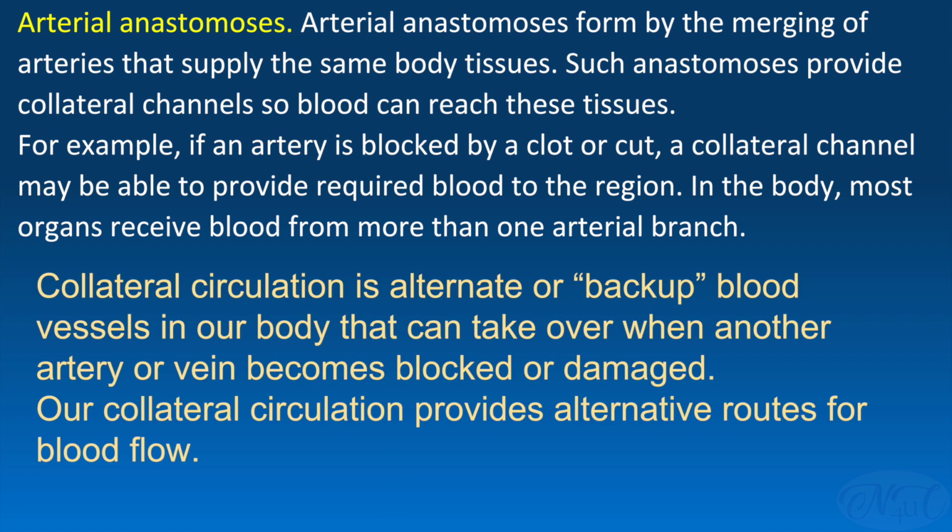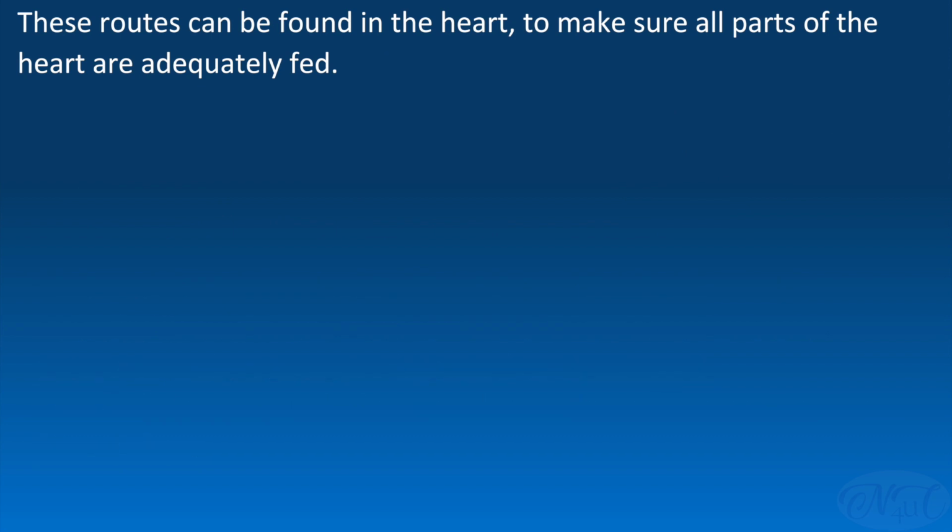What is the meaning of collateral circulation? Collateral circulation is alternate or backup blood vessels in our body that can take over when another artery or vein becomes blocked or damaged. Our collateral circulation provides alternative routes for blood flow. These routes can be found in the heart to make sure all parts of the heart are adequately fed.